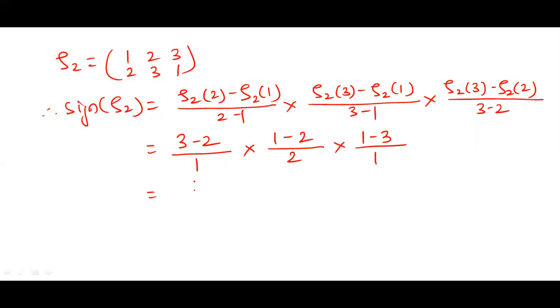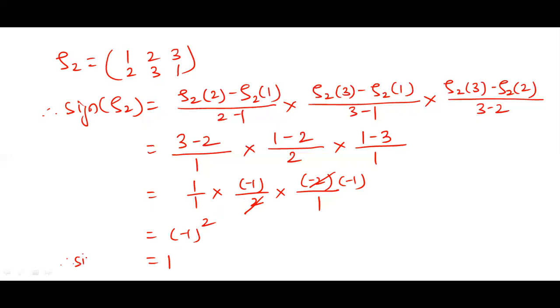So it is equal to 1 by 1 into minus 1 by 2 into minus 2 by 1. So these 2 will cancel with these 2 and remains minus 1. So we have the term minus 1 2 times, so it is minus 1 raised to 2. So it is equal to 1. Therefore, we got signature of rho 2 is equal to 1.